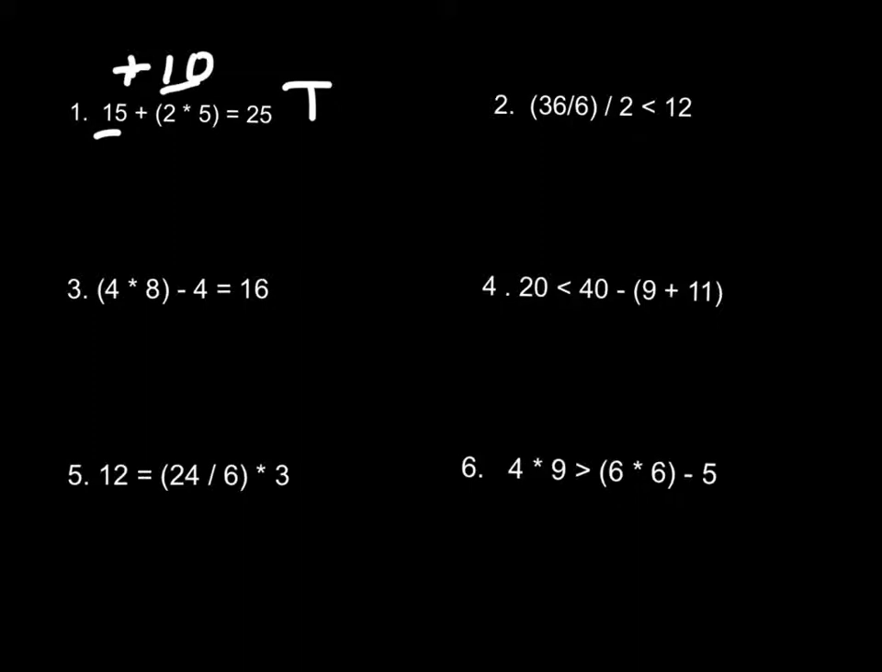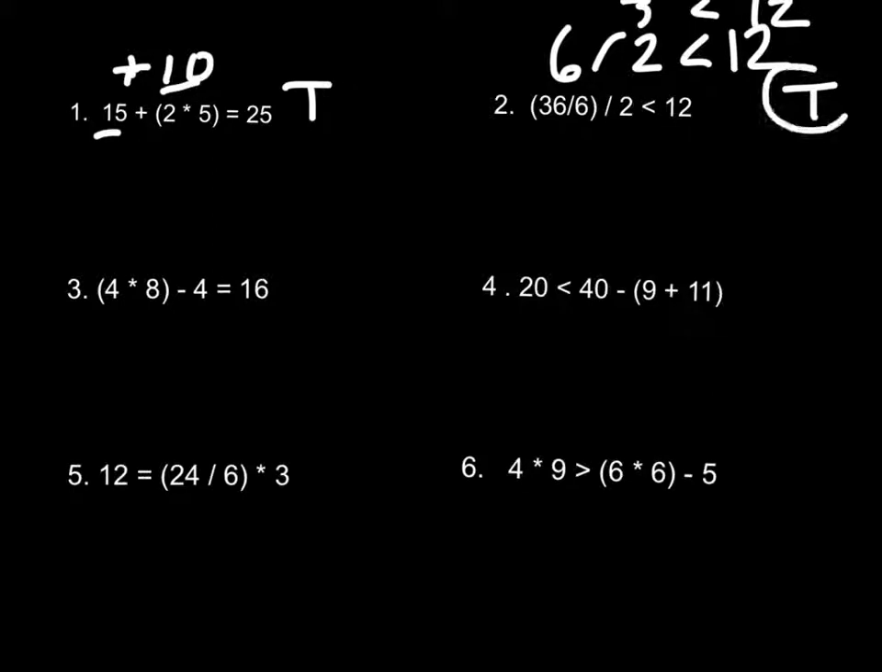Number 2, 36 divided by 6 divided by 2 is less than 12. The first thing you're going to do is solve the problem that's in parentheses and write the solution above it. So 36 divided by 6 is 6. I want to see that written up above. 6 divided by 2 is less than 12. Be aware, it does not always have to be an equal sign. The answer to 6 divided by 2 is 3, and 3 is less than 12, so that answer is true.